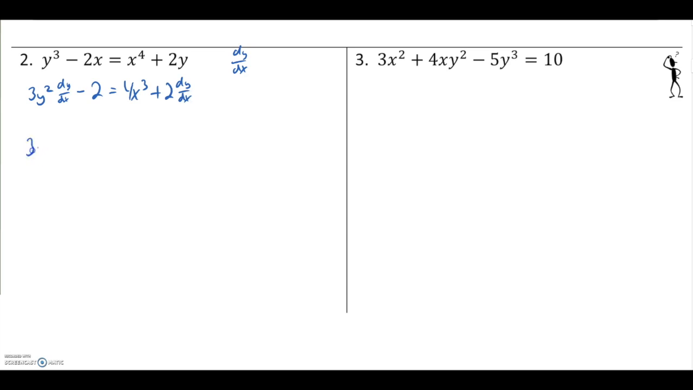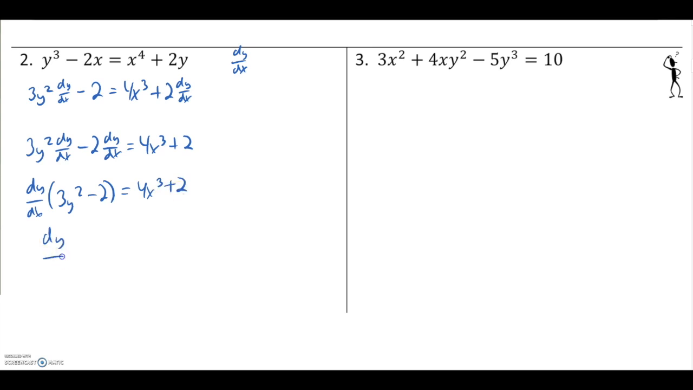We're going to get all the terms with dy/dx. I'm going to get them to the left side, which will involve subtracting that 2 dy/dx. We'll add that other 2 onto the other side. And here's the situation where I have more than one term with a dy/dx, so we'll factor it out. And our final step, our slope for whatever curve this defines, will come from 4x cubed plus 2 over 3y squared minus 2.